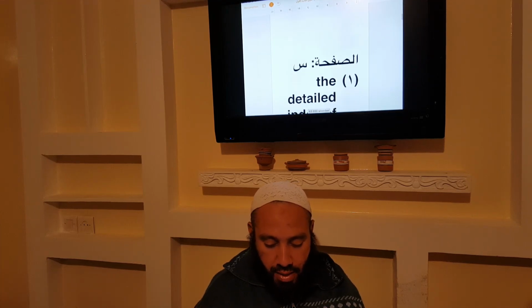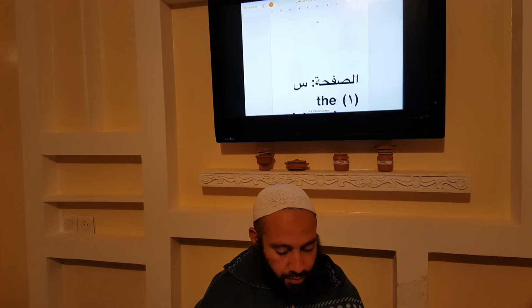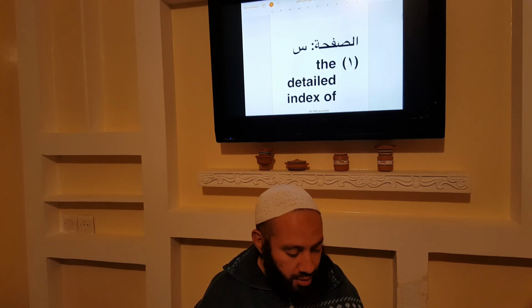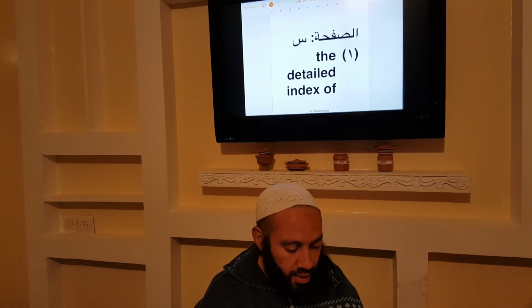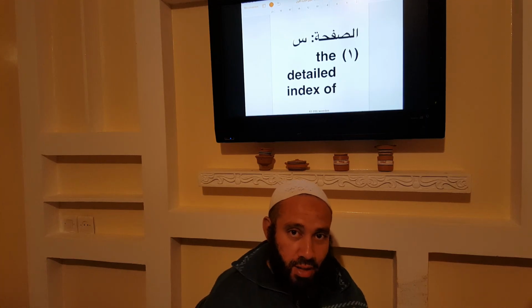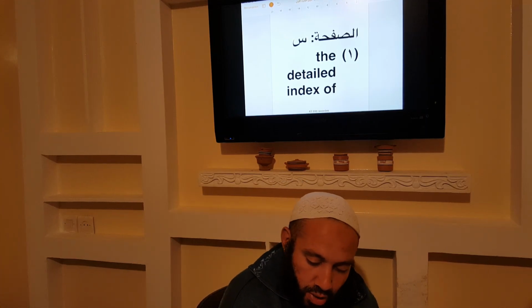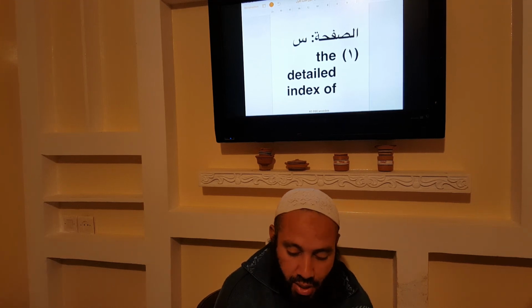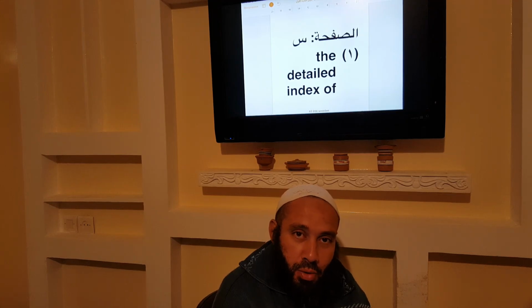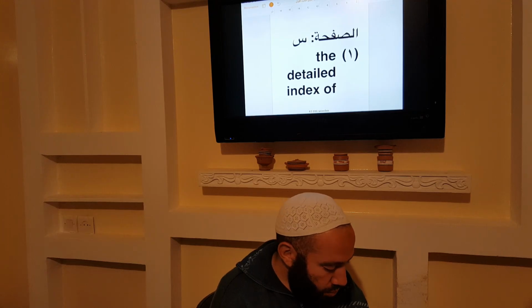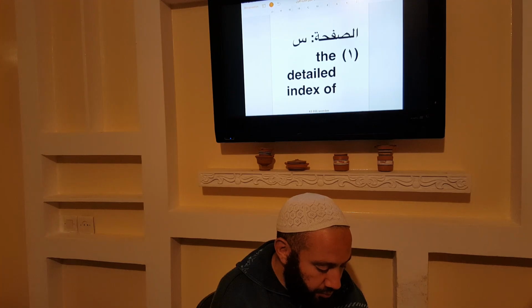Al-fahrasu is the index. And at-tafsiliyu is the detailed. So the detailed index. So you get the index here, and this word is very important, fahras, because you normally find it in every book. You find the index where it shows you which topics are in which page. And you can quickly go through it before you buy any book. It gives you a good and main idea about the book. So it shows you the pages and what will be studied in it, inshallah.